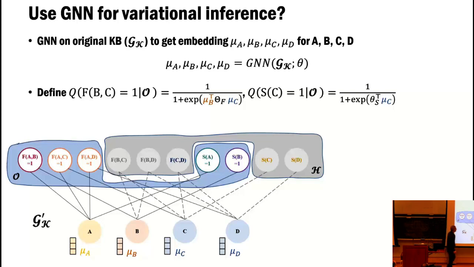If I want to parameterize this Q for this particular predicate on B and C, I can just take the embedding of B and the embedding of C and define my Q function posterior using the corresponding embeddings of B and C. That's what is here, with an additional parameter which is specific to the relation.